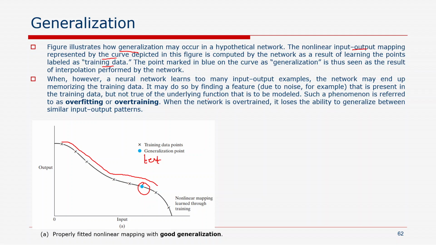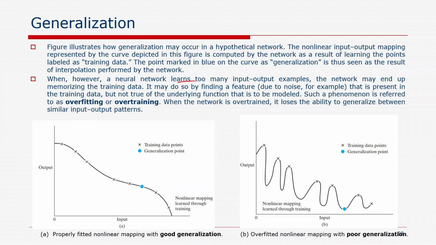But when a neural network learns many input-output examples, the network may end up memorizing the training data. It may do so by finding features due to the noise in the examples present in the training data, but not true of the underlying function that is to be modeled. Such a phenomenon is referred to as overfitting or overtraining. That is, if the neural network learns from too many input-output examples, instead of learning, it may end up memorizing the training data. That situation we are going to call overfitting or overtraining. When the network is overtrained, it loses the ability to generalize between similar input-output patterns.